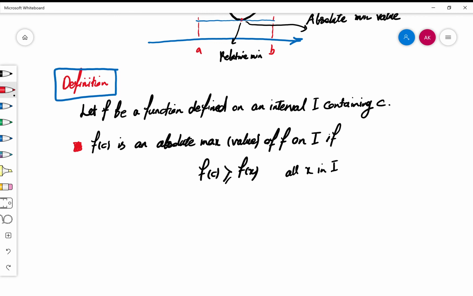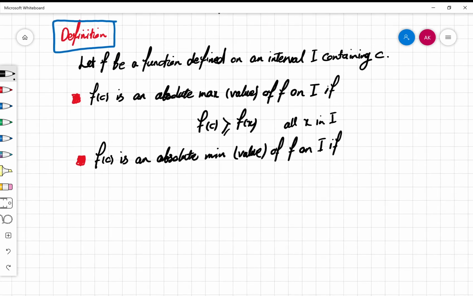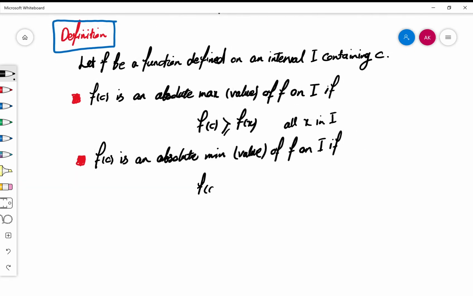And similarly, we have absolute min. f(c) is an absolute min value of f on I if the value of the function at c is less than or equal to any other value in that interval.